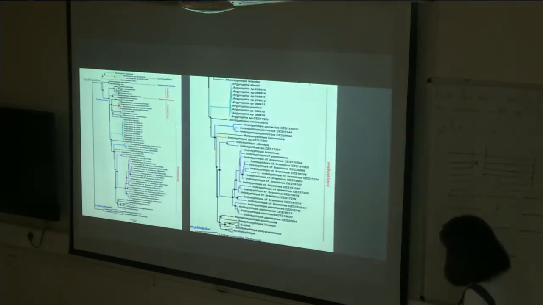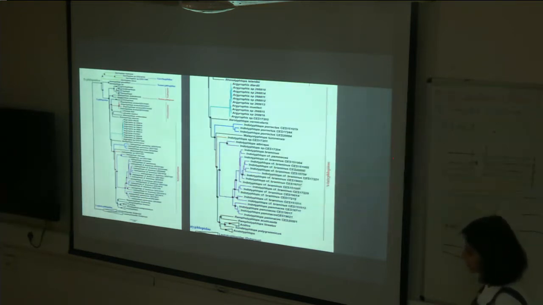We had Indotyphlops, where we found that Indotyphlops is not monophyletic. We have Indotyphlops brahminus and parvimaculatus and a whole bunch of species that form one clade. And then there is another species called Indotyphlops porrectus, which was actually sister to all the Southeast Asian Typhlopids, all the Southeast Asian blind snakes.